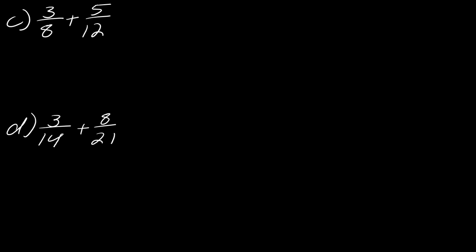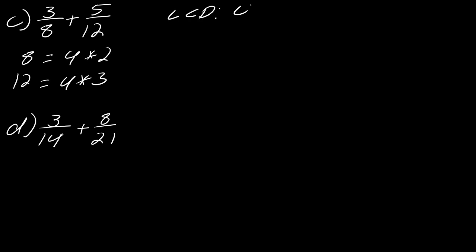Okay, so moving on to part C. Between 8 and 12, the largest number that divides into both of these will be 4. So 8 is written as 4 times 2, and 12 is written as 4 times 3. So my LCD in this case will be the number that they share in common, that 4, and then the numbers that they don't have in common, so 2 times 3. So my LCD in this case is going to be 24.